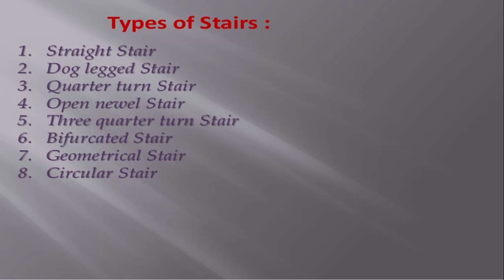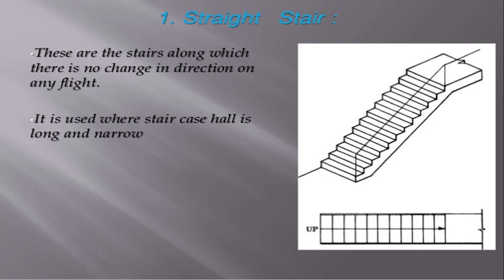There are simply eight stairs that I have mentioned here in this presentation. As you listen: straight stairs, dogleg, quarter turn, open newel stair, three-quarter turn stair, bifurcated stair, geometrical stair, and circular stair. One by one, we will look at each type of stair. Next. First one, straight stair.